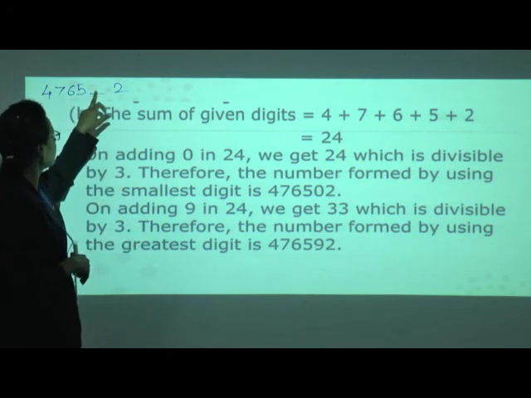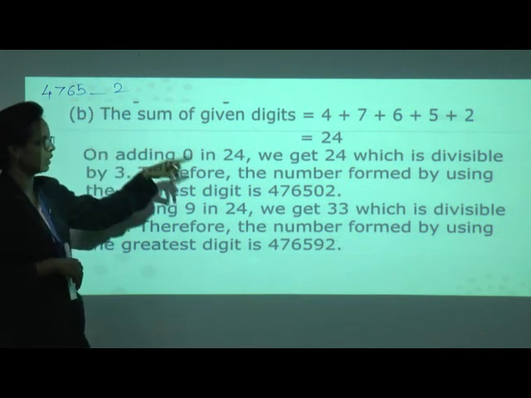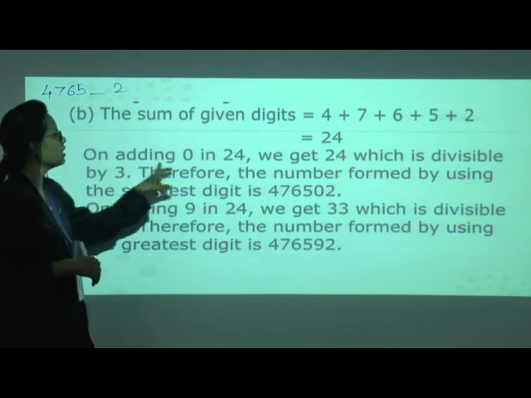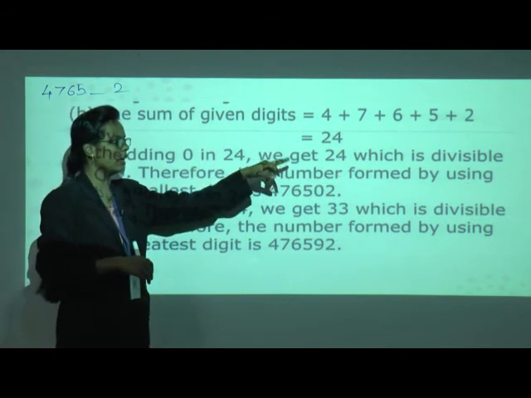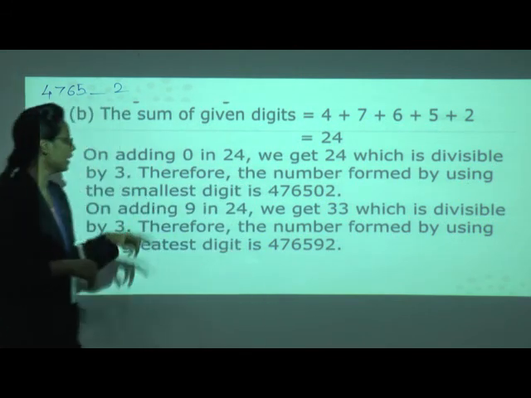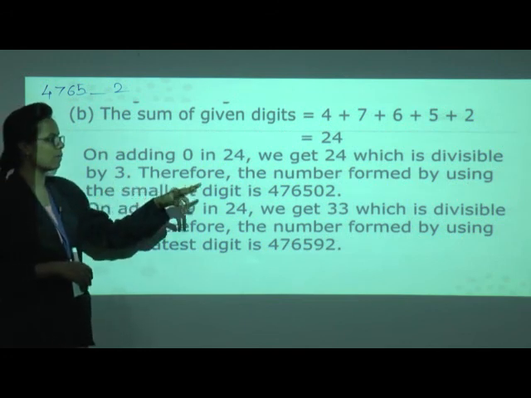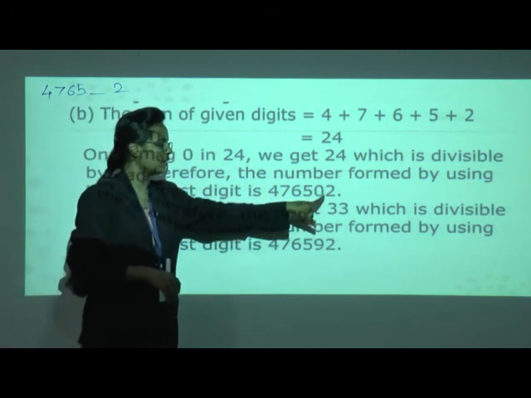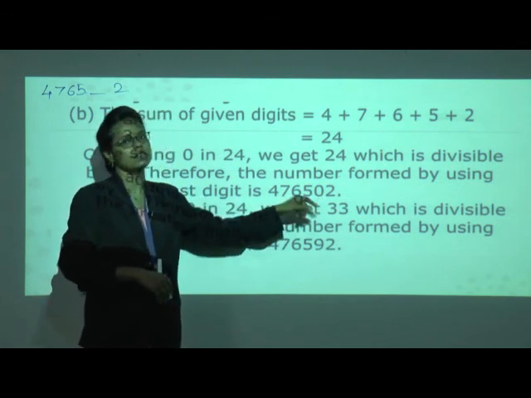So if we add 0 here, we get 24, which is divisible by 3. So on adding 0 to 24, we get 24, which is divisible by 3. Therefore the number formed by the smallest digit is this one. In the blank space we have kept 0.